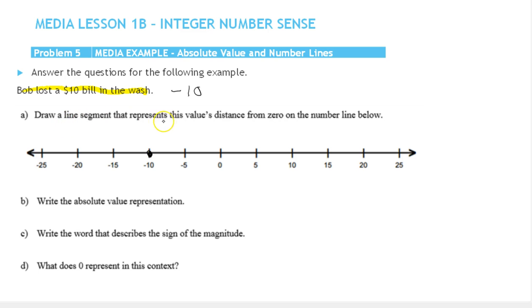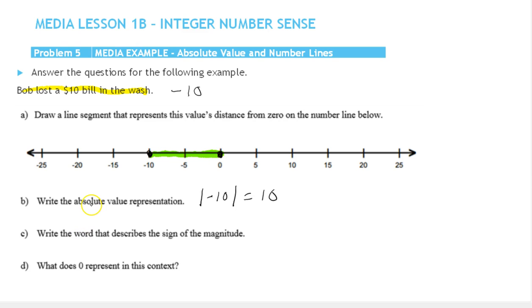And now I want to draw a line segment that represents this value's distance from 0. So I'm going to plot 0 also, and let's use a highlighter so we could see this better. And this distance represents the absolute value of negative 10. So now I'm going to write the absolute value expression. So the absolute value of negative 10 equals 10. Meaning the distance from negative 10 to 0, the positive distance, is 10. It's 10 away from 0.